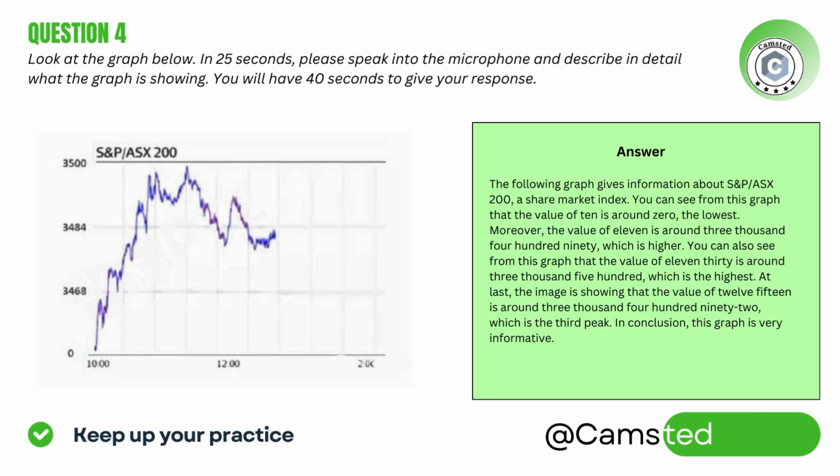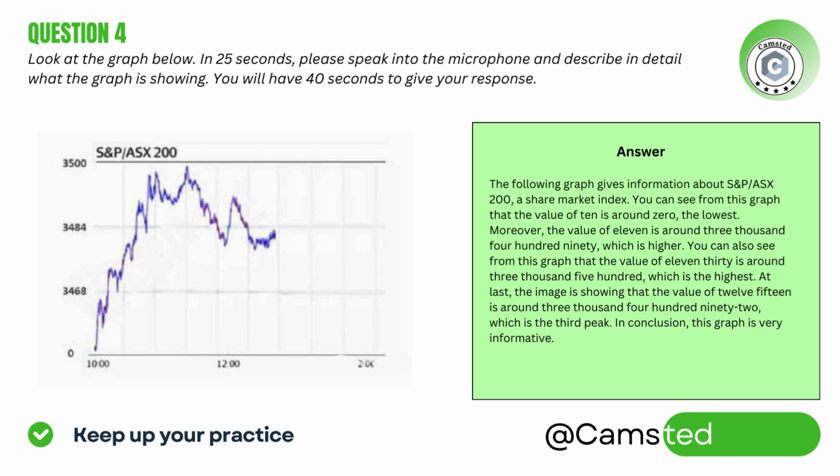The following graph gives information about S&P ASX 200, a share market index. You can see from this graph that the value of 10 is around 0, the lowest. Moreover, the value of 11 is around 3,490, which is higher.